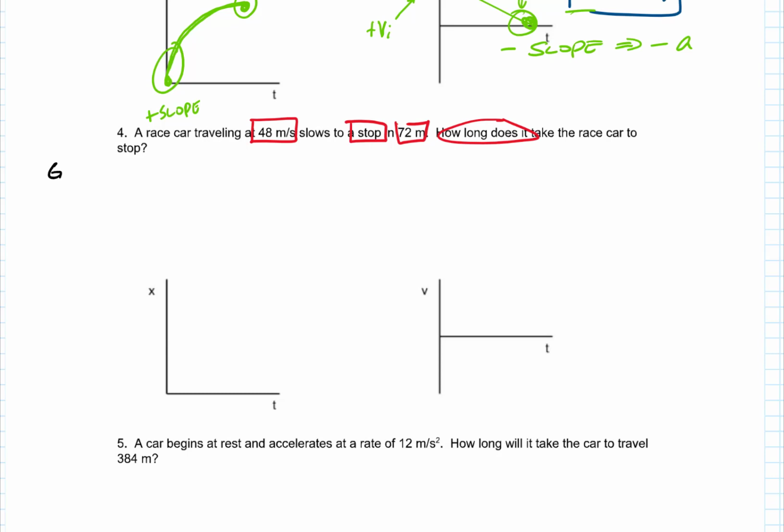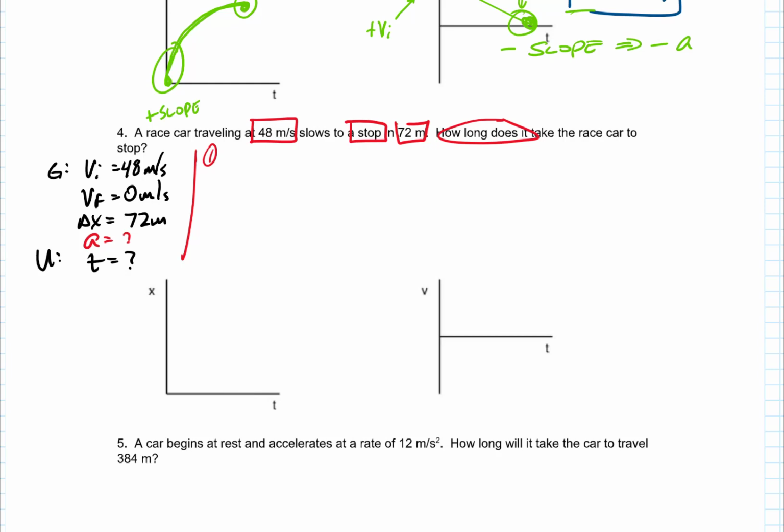So my givens, the initial velocity is 48 meters per second. The final velocity is 0 meters per second. And the displacement is 72 meters. What I don't know, what I'm asked to find, is how long, I need the time. But looking at all this, I don't have the acceleration. So my first step is to find acceleration.